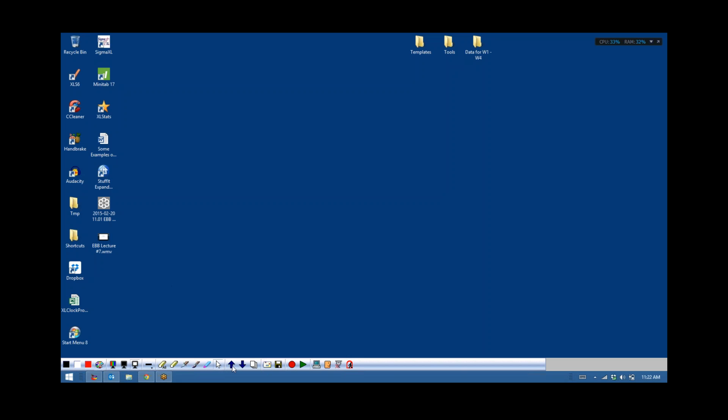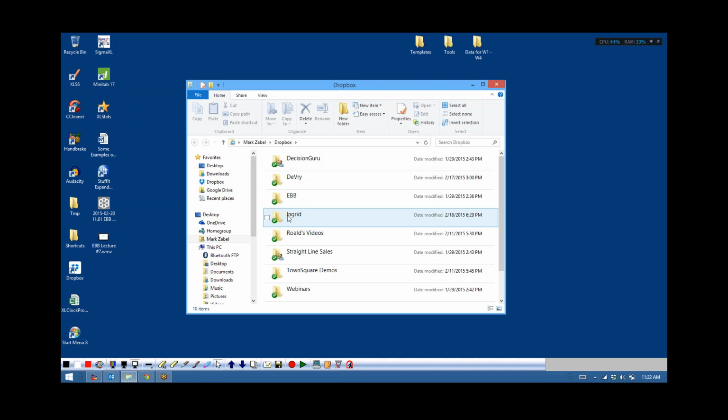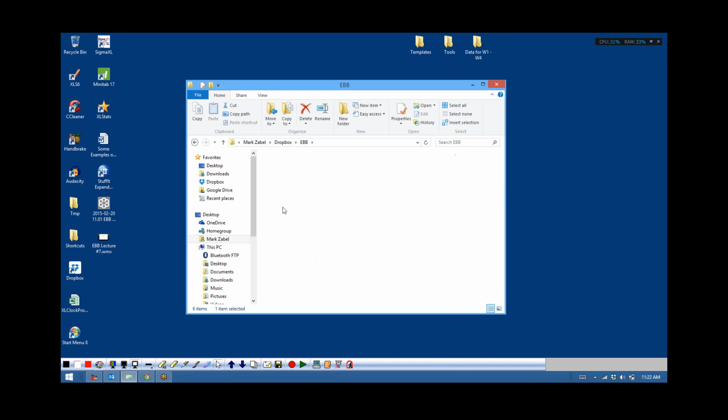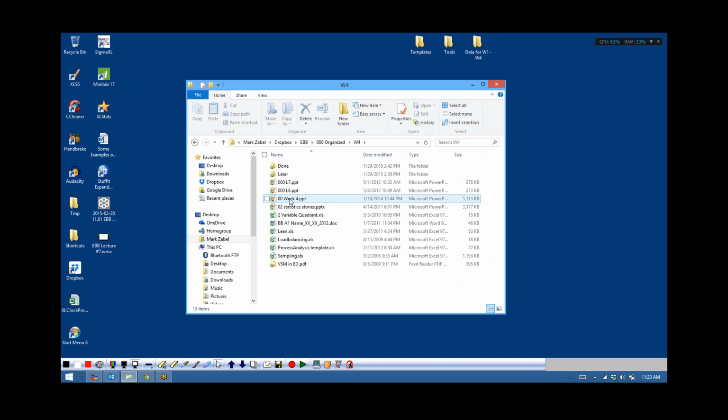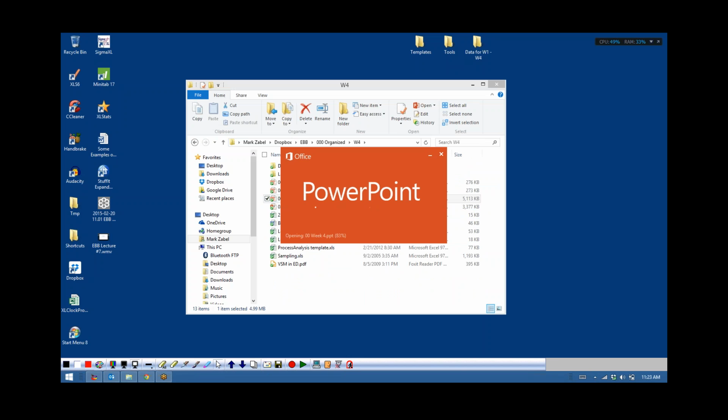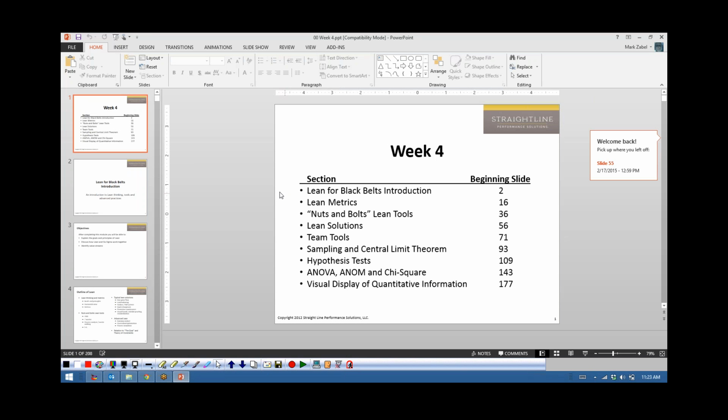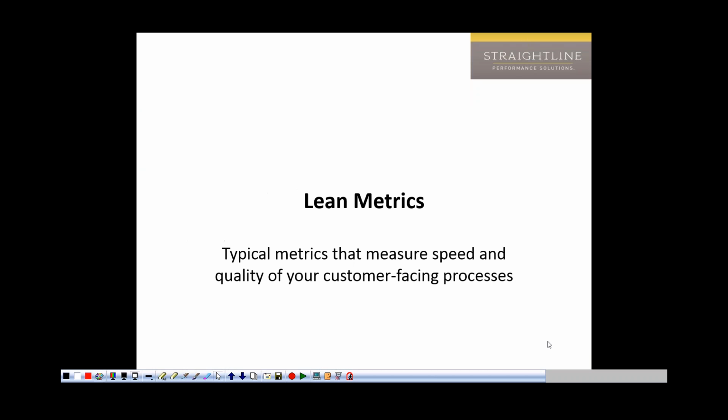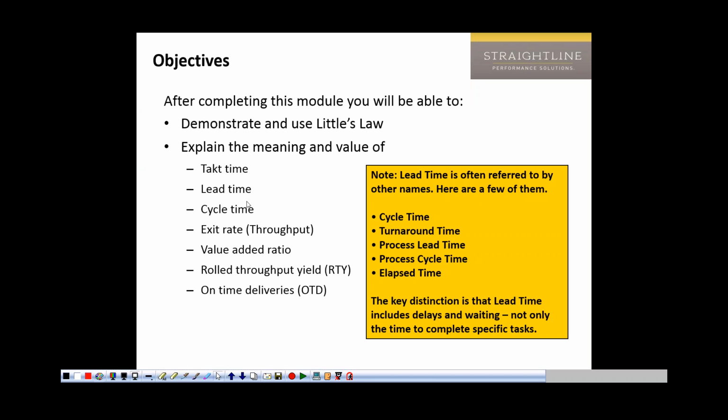Let's go into the section on metrics in our binders. So I should have had this up before. Okay, so the main thing I wanted to talk about in this one was the takt time. And this is starting on page 16. So let's go ahead and take a look at that. This is starting on slide 16. So let's take a look at essentially the takt time, the lead time, the cycle time, and throughput. And then we'll talk about something called Little's Law and see how they all kind of work together to do this. And I want to talk about that one homework assignment question that is in this section.